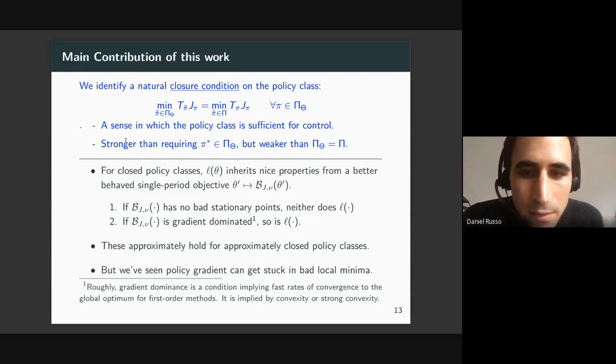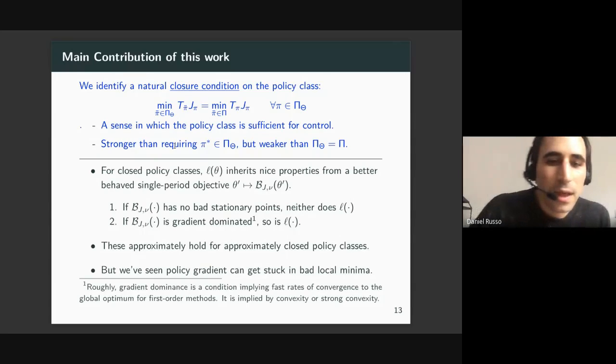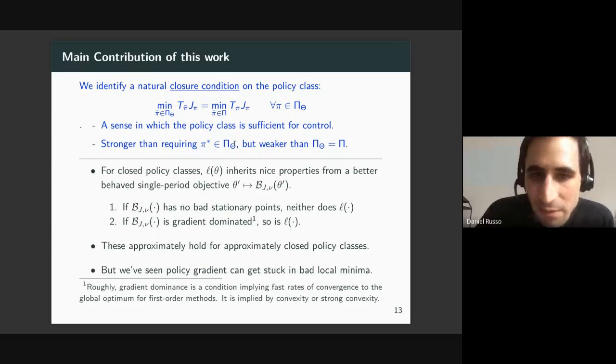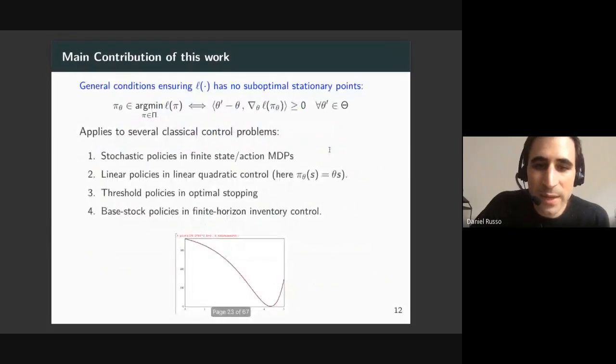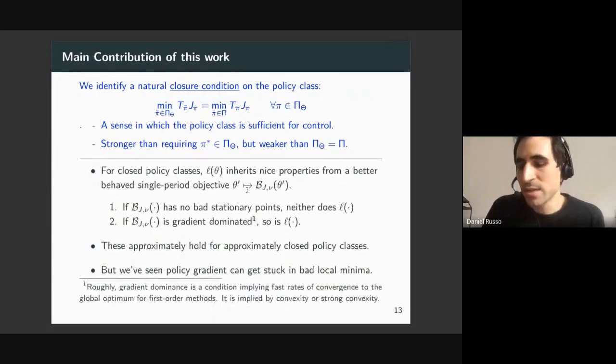Now, let me highlight that this is stronger than requiring that the optimal policy is contained in the policy class. And we saw that that's necessary by that simple counterexample I showed you at the beginning. But at the same time, it's much weaker than requiring that the policy class is the class of all policies. Indeed, this is satisfied by simple examples like threshold policies in optimal stopping, where a much simpler class of policies does suffice.